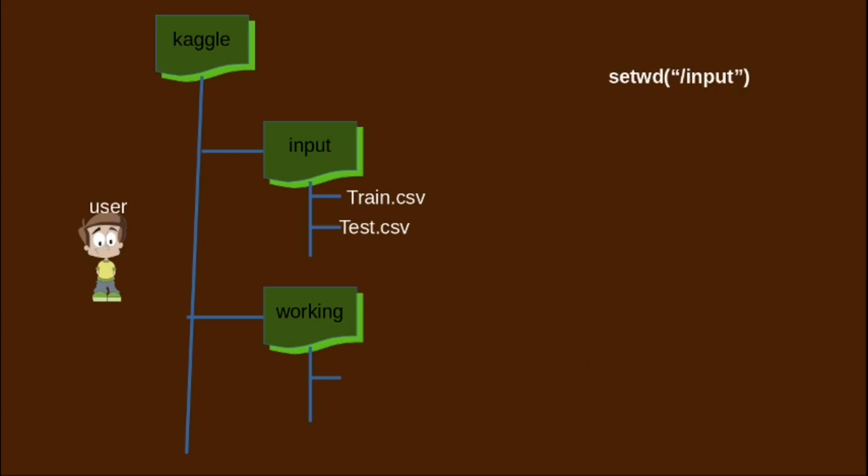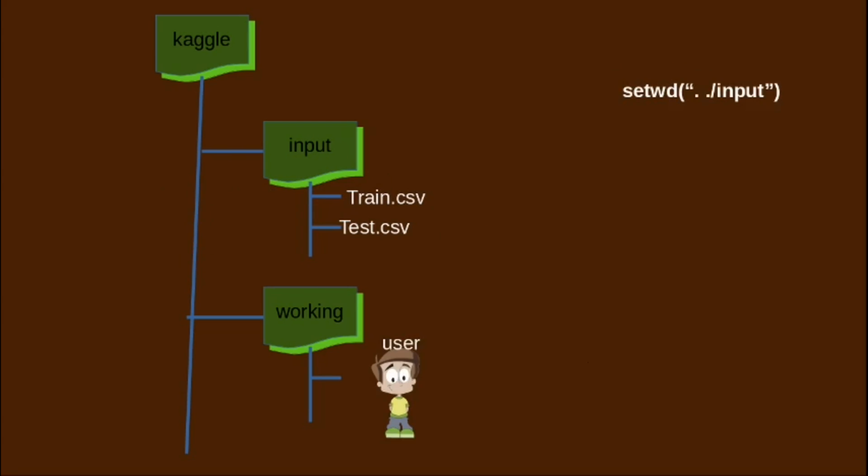You reached here now. To access data, you have to go under the input directory. Now you just simply write a directory name and you are able to go there. And now you can make a machine learning model. To save time, you can directly write setwd, and with this command you can go directly to the input directory. Now let's go to the Kaggle website.